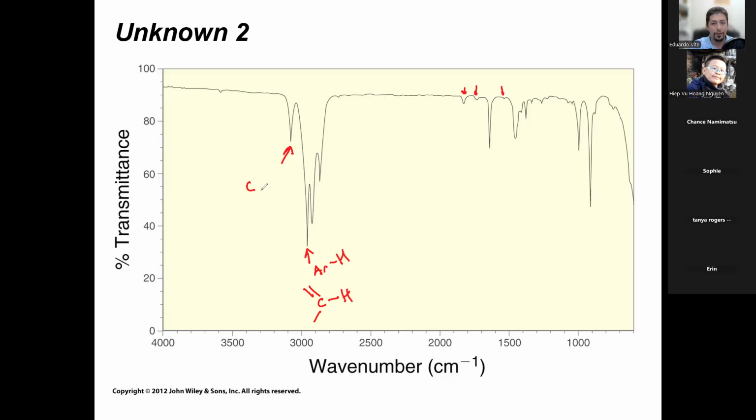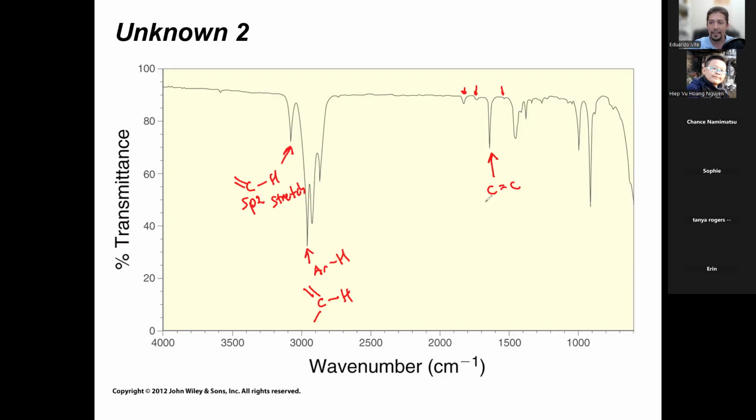So this one right here would be a carbon sp2 carbon-hydrogen stretch. And sp2 carbons usually have a double bond somewhere in there. So it's a carbon-hydrogen stretch of an sp2 carbon. The carbon double bond is this one right here. This is your carbon-carbon double bond. Notice it's not very strong in this example.